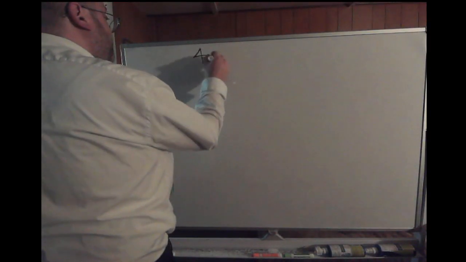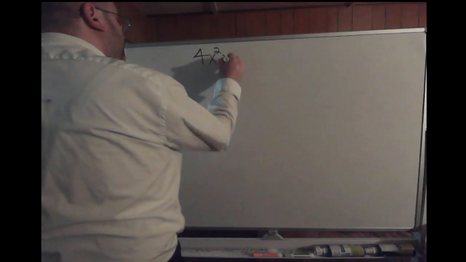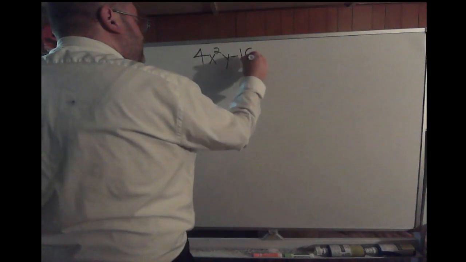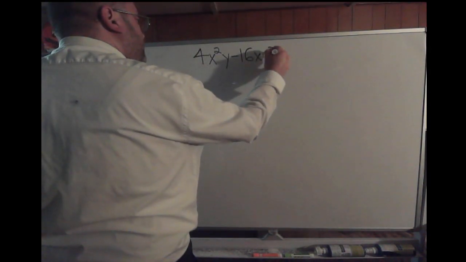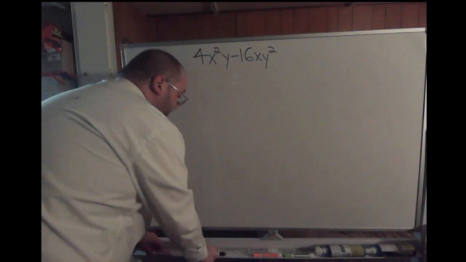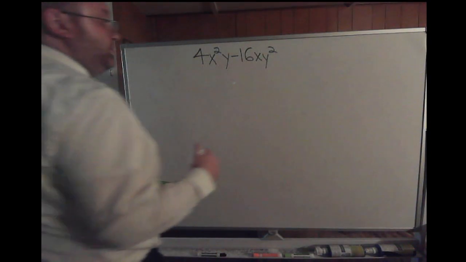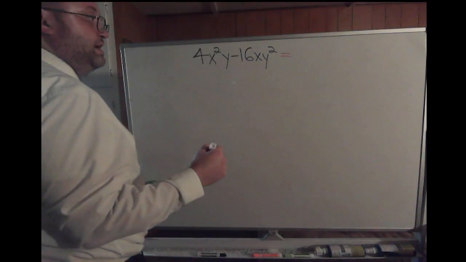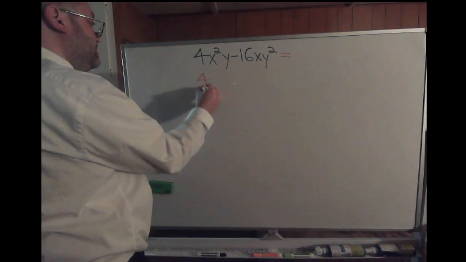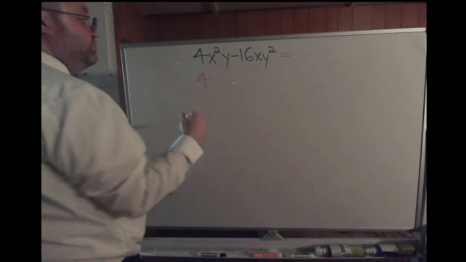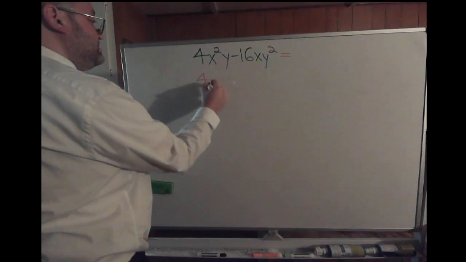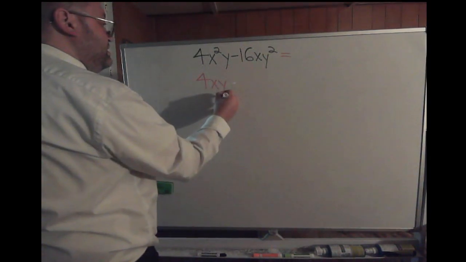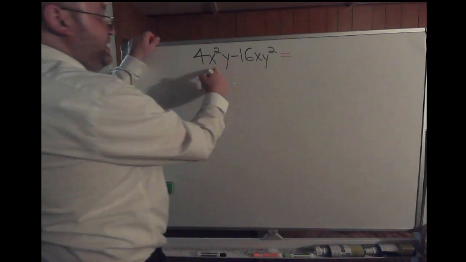Alright, let's see. 4x squared y minus 16xy squared. So we got 4x squared y minus 16xy squared. Start with your constants. 4 and 16, what is the greatest common factor? Definitely 4. Now x squared and x, between those two, what's the greatest common factor? That'd be x. Between y and y squared, what's your greatest common factor? Definitely y. So 4xy is your greatest common factor of these two terms.